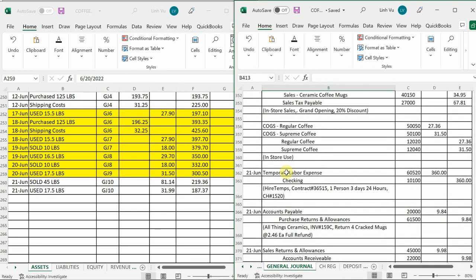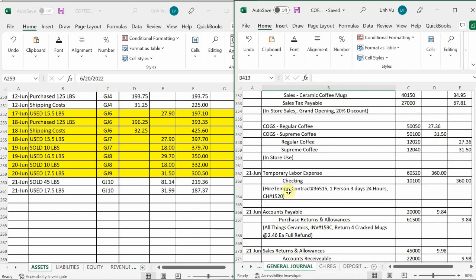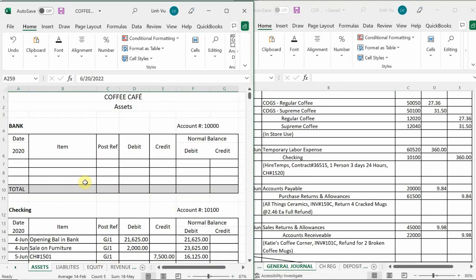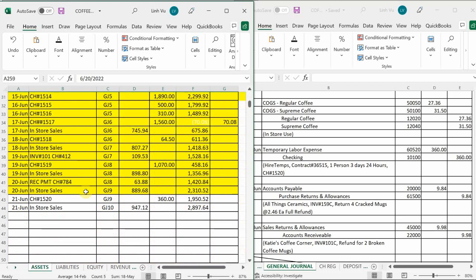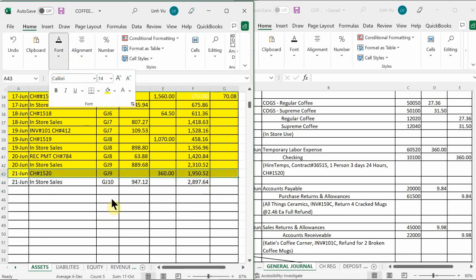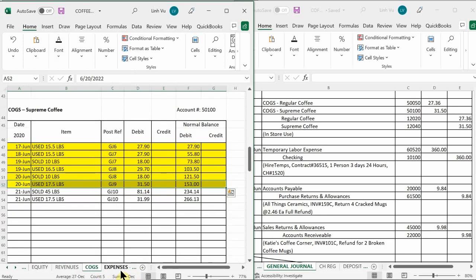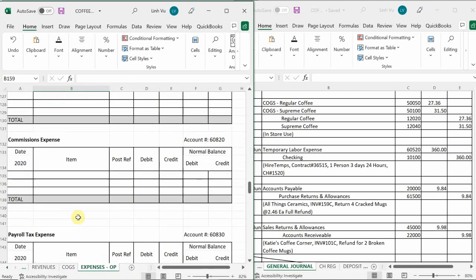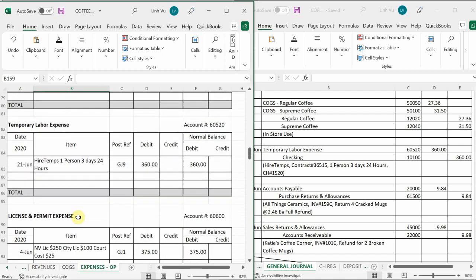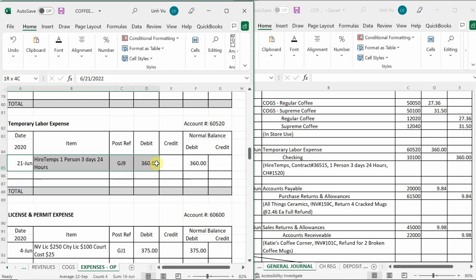Then we had a temporary work labor, which we paid $360 to. Okay, temporary work labor for $360. So checking first, did I write my check for $360? Yes, I did. Okay. And that was a temporary labor expense. So I have to include that in my temporary labor expense. There you go. Temporary labor for $360.